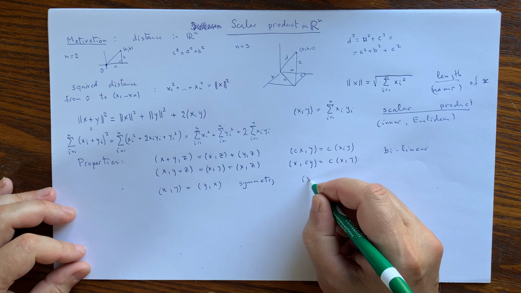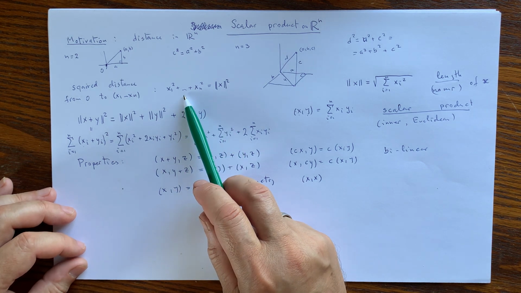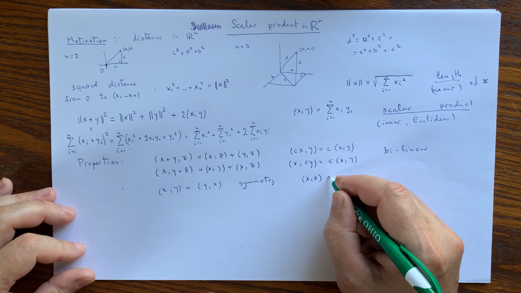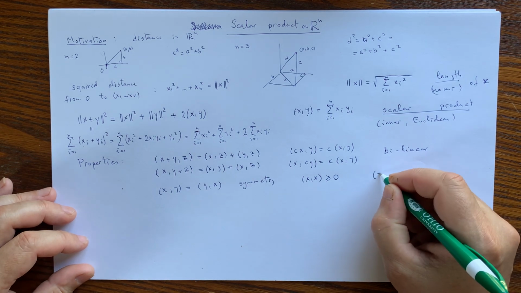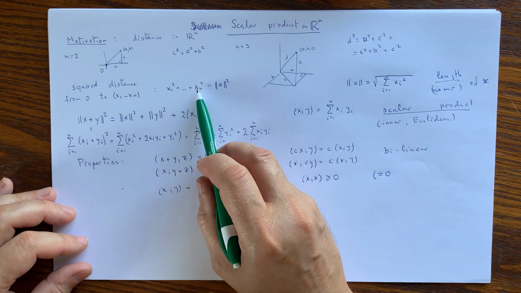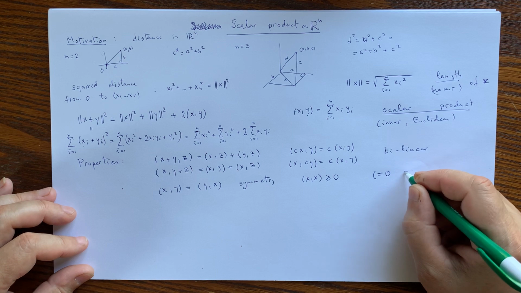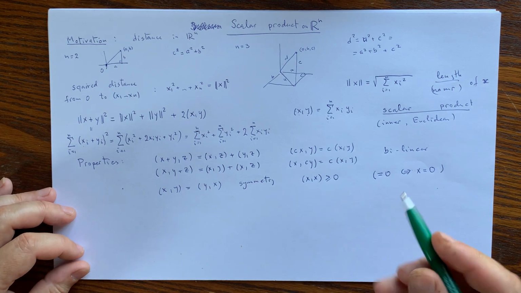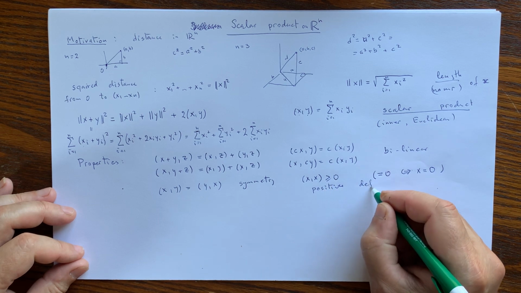And finally, if we take the same vector in the first and in the second argument, we will have nothing but the sum of squares. So we'll have this distance squared. As a sum of squares, it is never negative. It is always non-negative. And moreover, it is zero if and only if all squares are individually zeros. So that means the vector being zero. And that together is called positive definite.